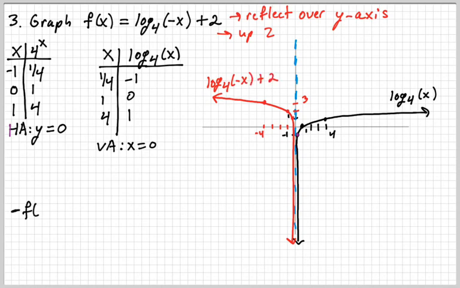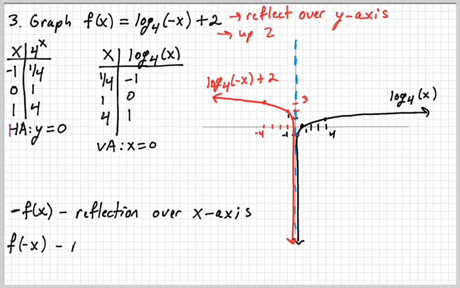And then just as a refresher, if you have the negative on the outside of the function, so negative f of x, like in the previous example, that's going to cause a reflection over the x-axis. And then if you have a negative inside with the x, so f of minus x, that's going to cause a reflection over the y-axis.